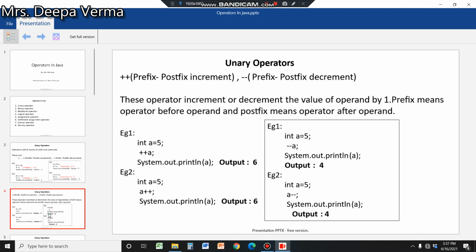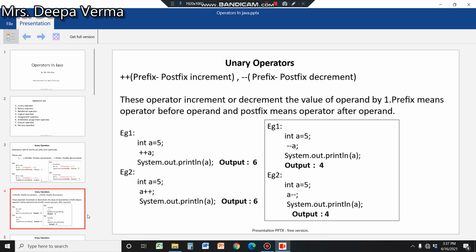These two, plus and minus. Now the next unary operators are prefix and postfix: prefix and postfix increment, and prefix and postfix decrement. Here you can see the definition. These operators increment or decrement the value of the operand by 1. Prefix means the operator is before the operand and postfix means the operator is after the operand.